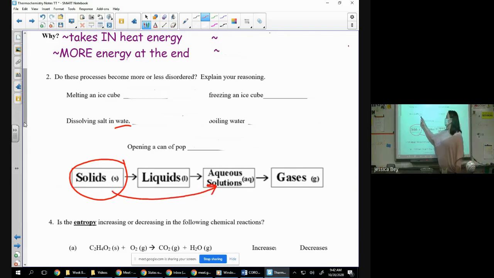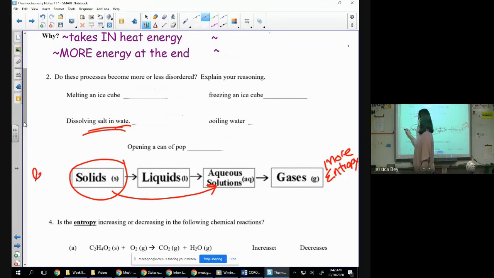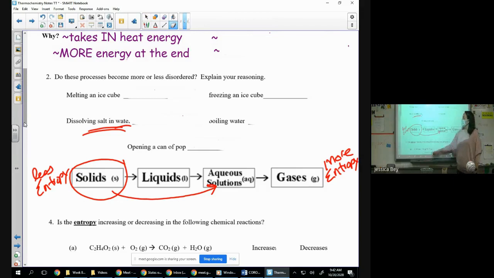So dissolving salt in water, does that increase or decrease entropy? It's going to move this way, so maybe we'll label this more entropy, less entropy. Wonderful. Okay, so if I have my solid salt and I dissolve it in water, what's happening to the entropy? It is increase. Very good.